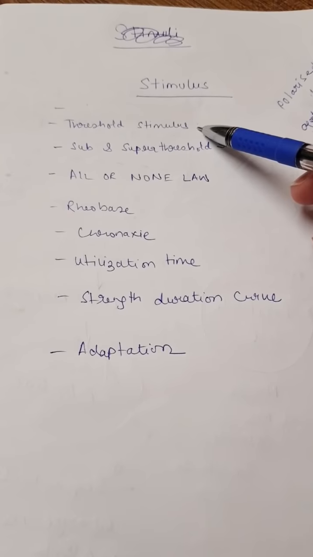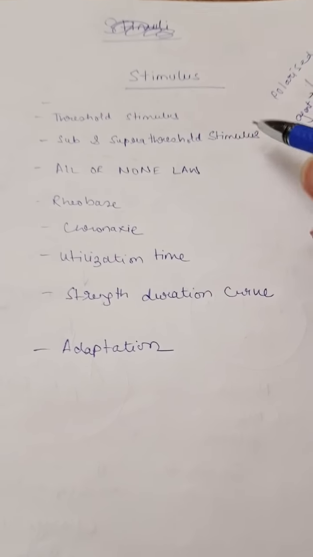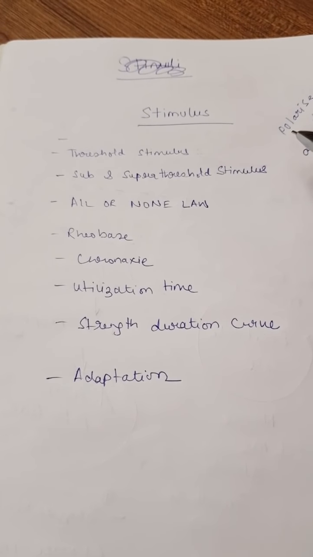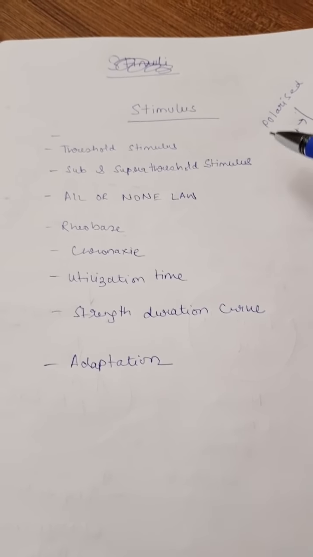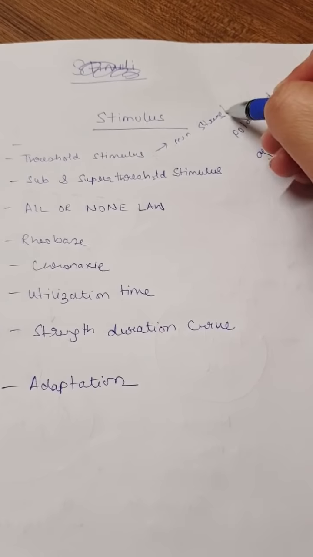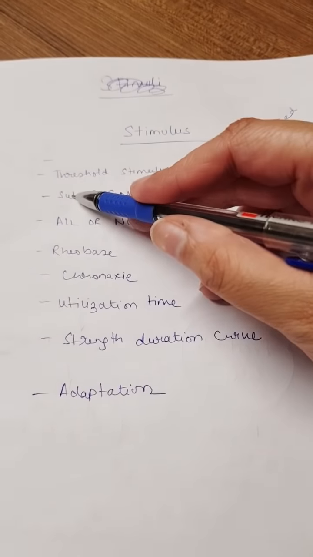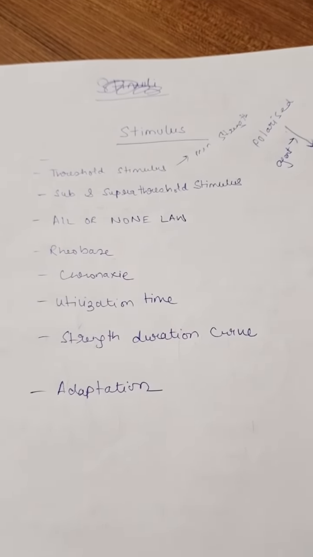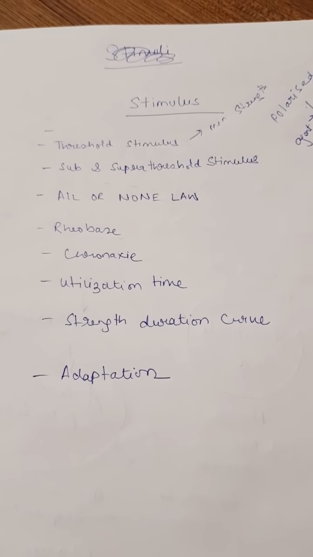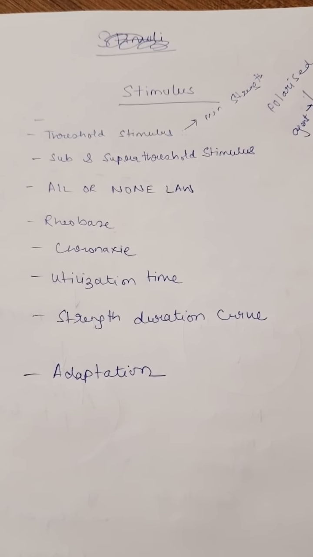So what is threshold stimulus? Threshold stimulus is the minimum intensity of stimulus for a given duration which can produce an action potential in an excitable tissue or cell. So it is the minimum strength for a given duration. Okay. Now, what is subthreshold stimulus? A stimulus weaker than the threshold is known as a subthreshold stimulus, and a stimulus greater than the threshold is known as a supra-threshold stimulus.